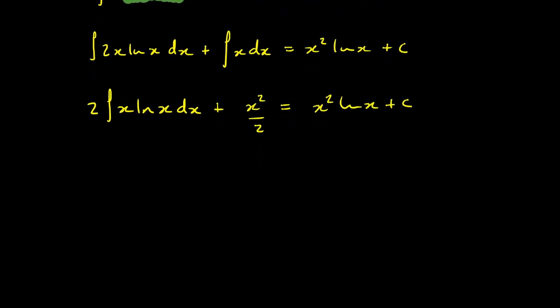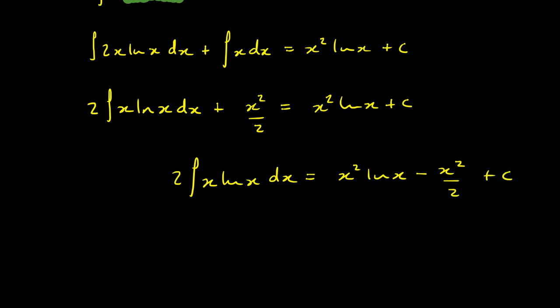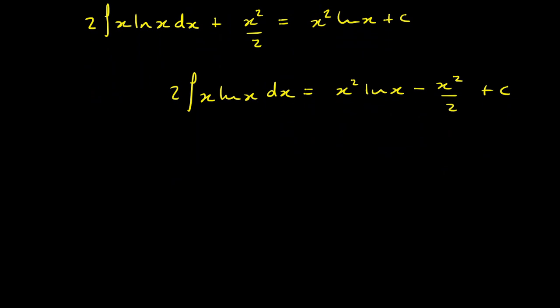The only thing that remains is to rearrange this. So 2 times the integral of x ln x dx is equal to x squared ln x minus x squared upon 2 plus c. I bring the x squared upon 2 to the right, and then I divide both sides through by 2, because I want to get rid of that 2. If I do that, I get the integral of x ln x dx is equal to a half x squared ln x minus a quarter of x squared plus c.